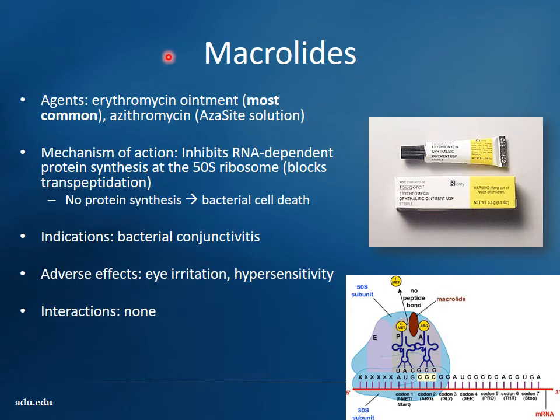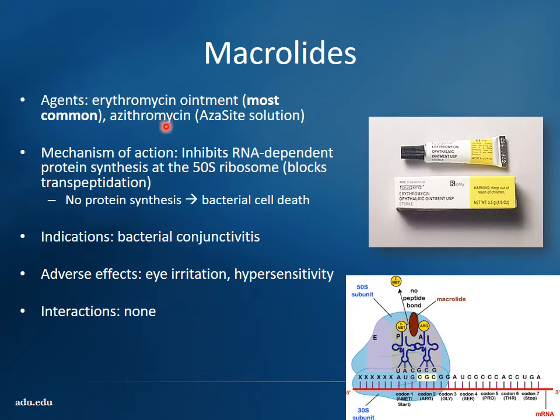So first off, with the macrolides, you guys remember how these work? Yes, they block protein synthesis. The most common one we're going to use here is erythromycin ointment. It's cheap and widely available. People can get it pretty easily with a prescription. So this is the most common one we're going to use.